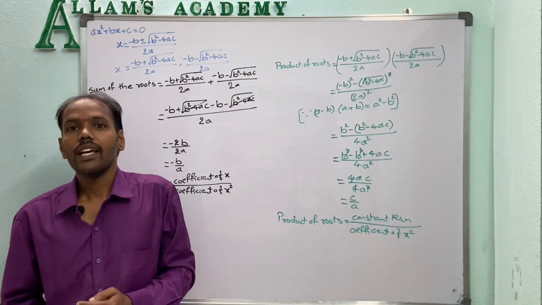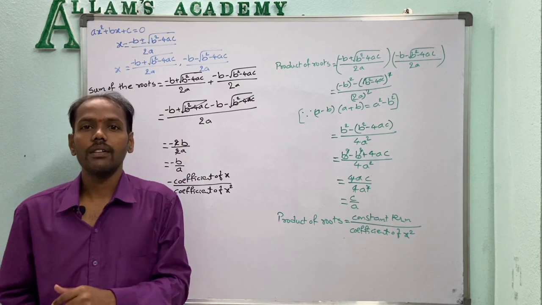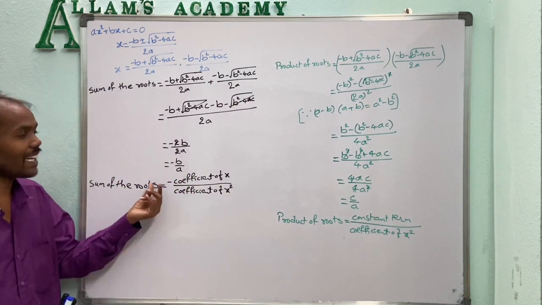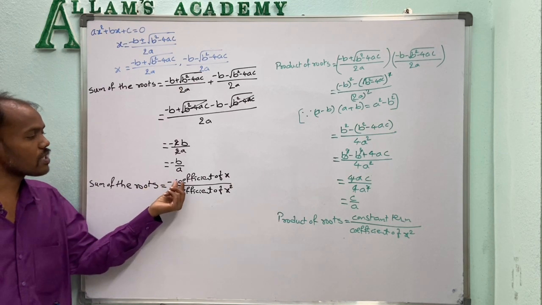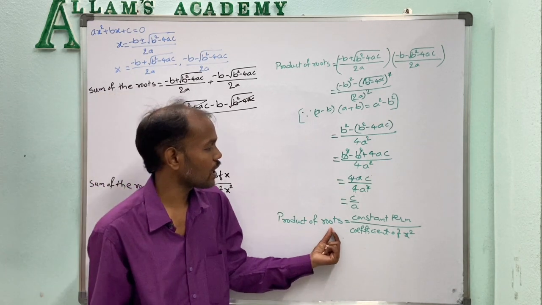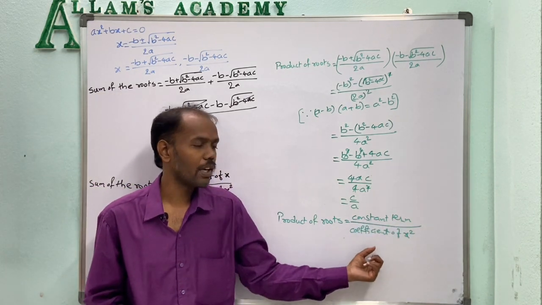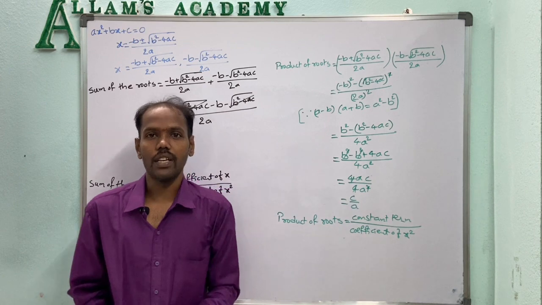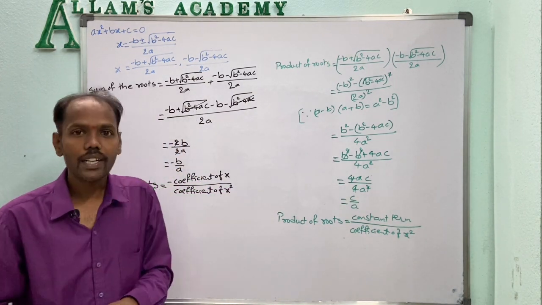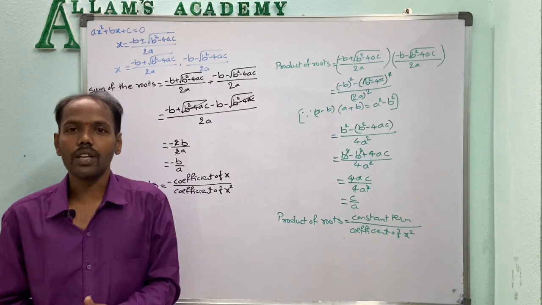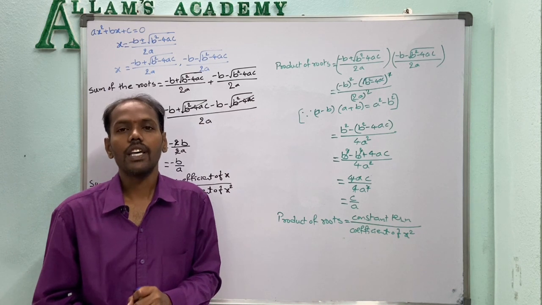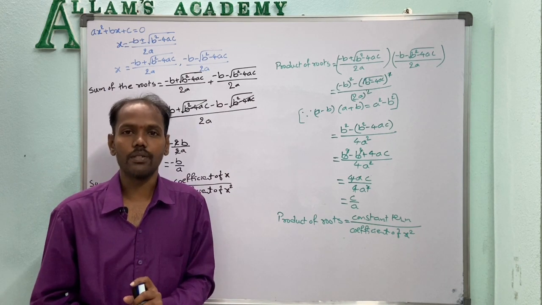So if we remember, for the quadratic polynomial's zeros, we also get sum of the zeros equal to minus coefficient of x by coefficient of x square, and product of zeros equal to constant term by coefficient of x square. That means the quadratic polynomial and the quadratic equation are the same, but the difference is just the equal to 0 for the equation and the polynomial too.